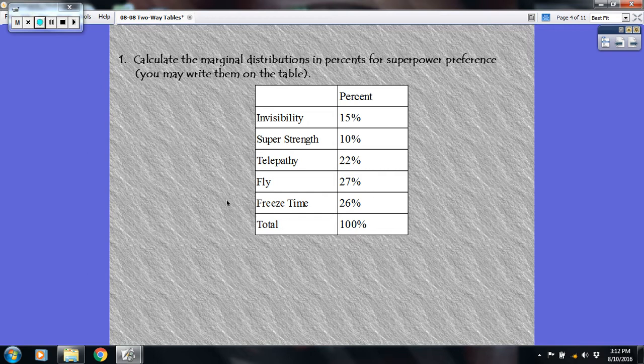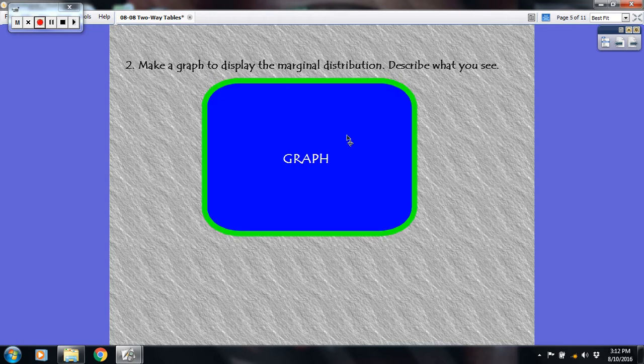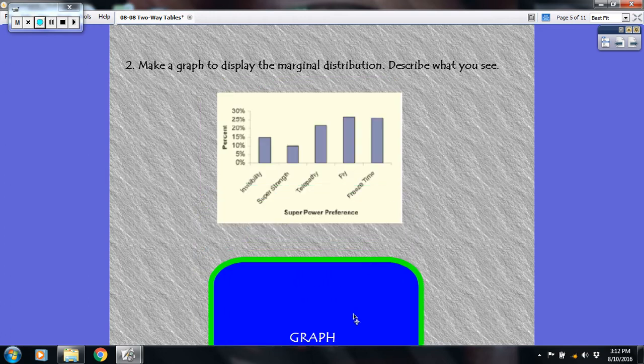So this is a marginal distribution table, and with that table we can produce a graph. When we make a graph to match up with that marginal distribution table, it's going to look something like this. We've got the percentages in terms of preference up here, and then we've got the superpower preference listed down here. So we see that 15% preferred invisibility, super strength was preferred by 10%, and so on and so forth. And that matches up with our table. So that's our number 2.